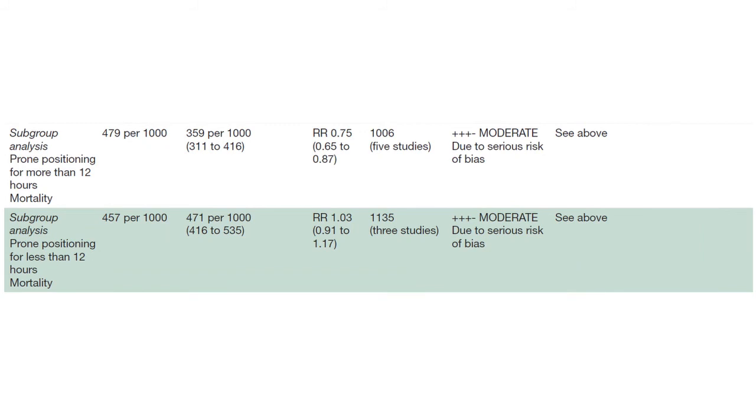Also important is the duration of the use of prone positioning. In the sub-analysis of patients with prone positioning of less than 12 hours per day, there was no effect on the mortality. However, if prone positioning was used for 12 hours or more, this was associated with a favorable outcome. The effect of prone positioning might be attributed to the improvement of the ventilation perfusion mismatch.